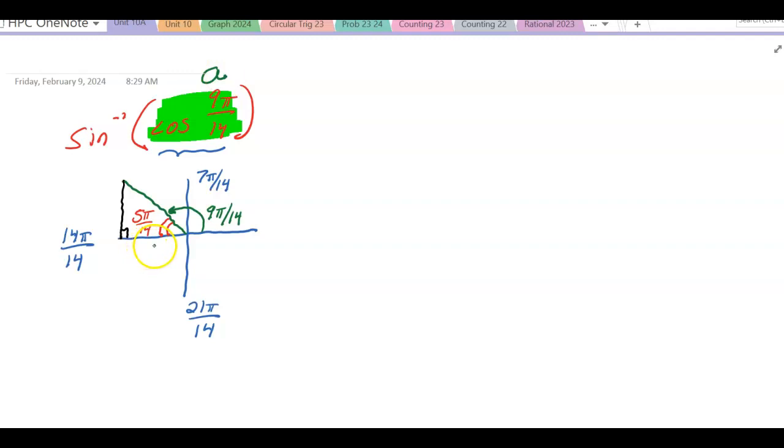So I'm going to put a on the horizontal. So this translates to sine inverse of a. And remember, a here is a negative value. So that would be step 1 of this problem.